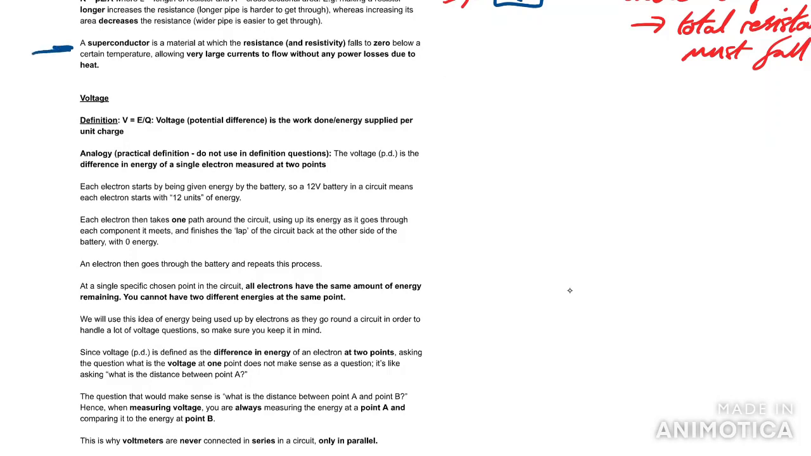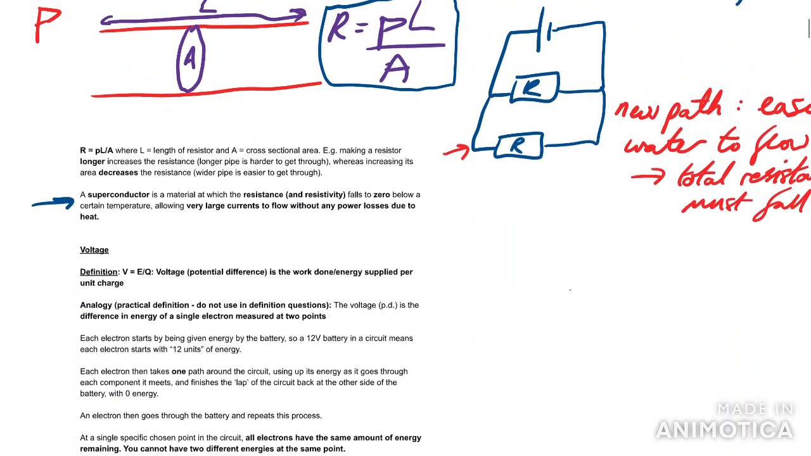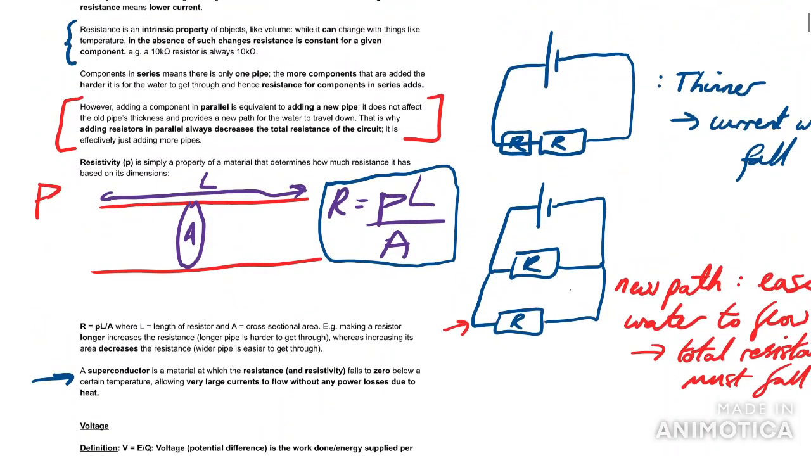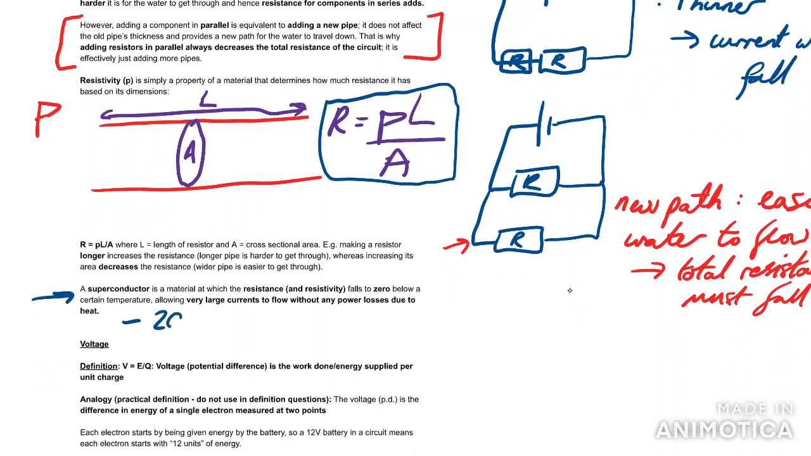And then just a quick note, just for these sort of small, easy one-mark questions that you need to know the definitions for. A superconductor is a material at which the resistance falls to zero below a certain temperature, which allows very large currents to flow without any power losses due to heat, which we'll talk about more later. But just remember that a superconductor is just effectively, it has zero resistance, but only below a certain temperature.